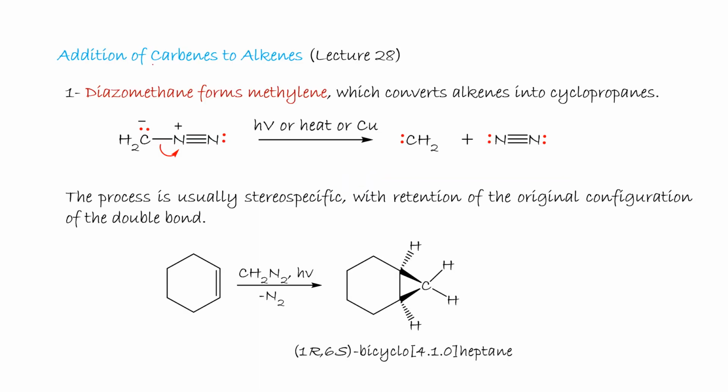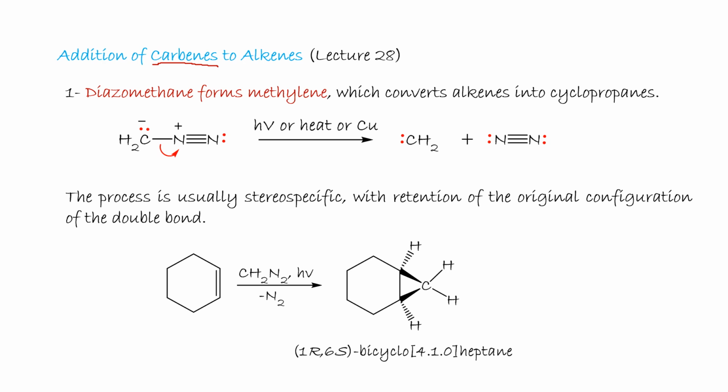Today we will continue on chapter 8, Structure, Synthesis and Reactions of Alkenes. Addition of carbenes to alkenes. We have covered this topic in lecture 28, but we'll go over it again quickly.